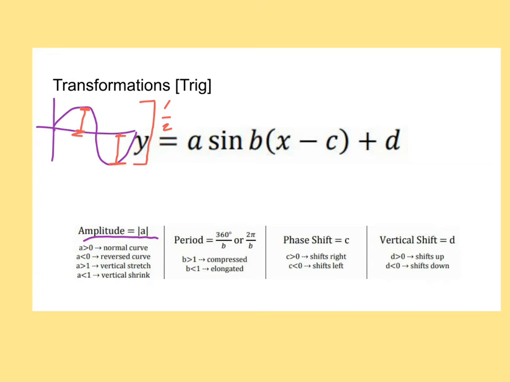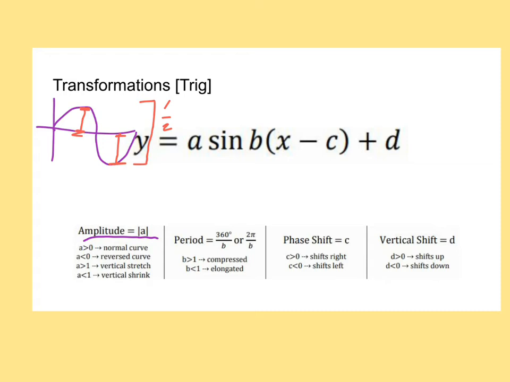The B value governs our period. The B value can still stretch or compress things horizontally, but stretching or compressing them horizontally is now manipulation of the period. In terms of degrees, that's going to be 360 divided by B. In terms of radians, that's going to be 2 pi divided by B. A large B makes the period smaller, a small B makes the period larger. So if B is greater than 1, we're compressing things. If B is less than 1, we're expanding things. Again, for now, we're not going to go into period manipulations, but I'm giving you the information just in case you need it.